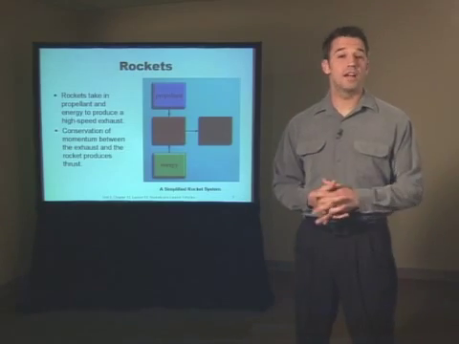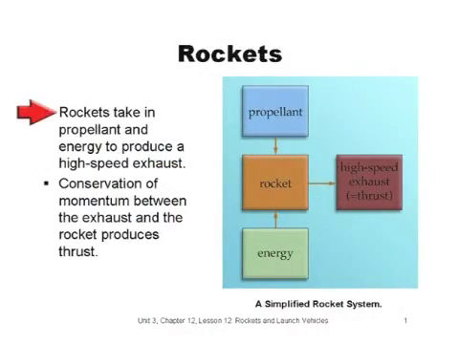Let's look at another block diagram. Rockets take in propellant and use energy to produce a high-speed exhaust. Conservation of momentum between the exhaust and the rocket produces thrust. Make sure you understand this diagram because we're going to expand it in the next slide.